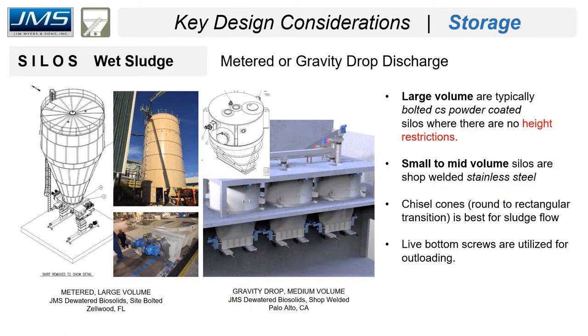The silos for wet sludge, we do both. Large diameter is going to be a site bolted construction. Small to medium tanks can be shop welded up to 14 feet depending on shipping locations. And we prefer to go with the chisel cone design, which goes from round to rectangular live bottoms. This is a job we're installing right now at, I believe it just has installed at Palo Alto, three separate wet sludge silos with the chisel cone design.